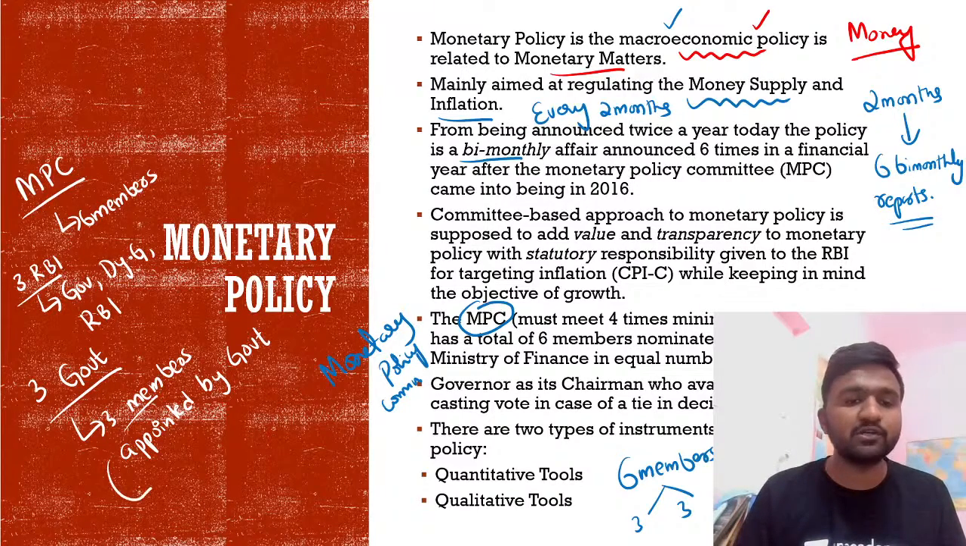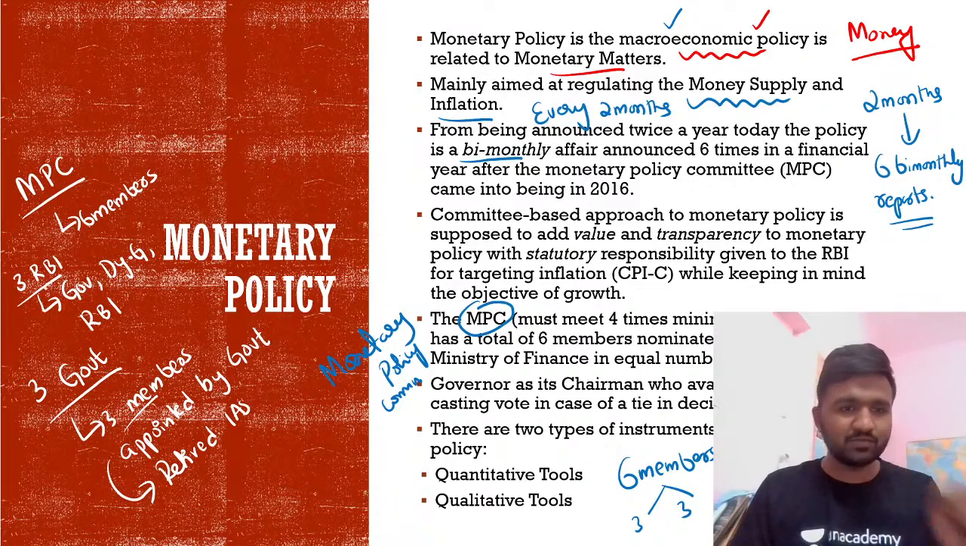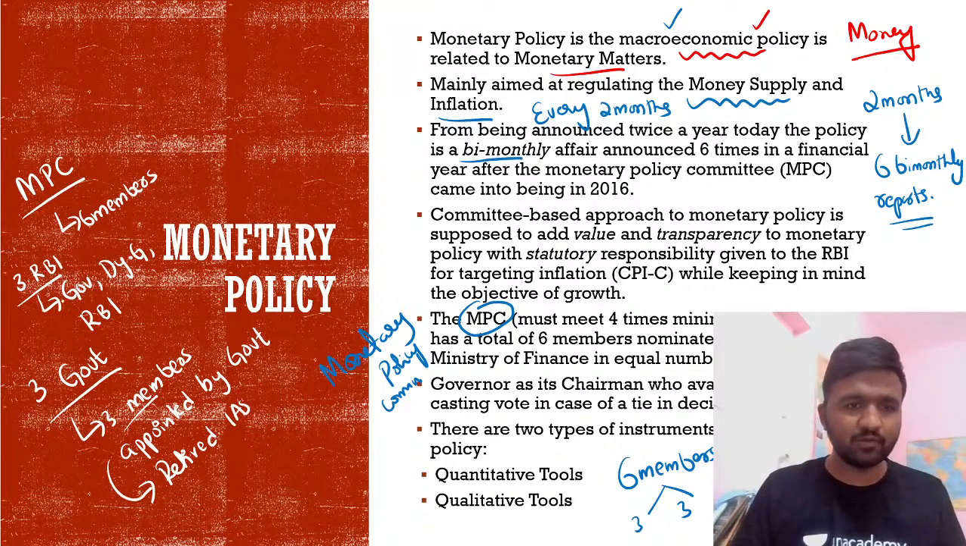Usually they will appoint retired IAS officers and one who is having a deep knowledge in economy. Those will be appointed in the 3 members committee. There will be no minister and there will be no finance minister. Remember this. But in the 3 members from RBI, the governor will be there.